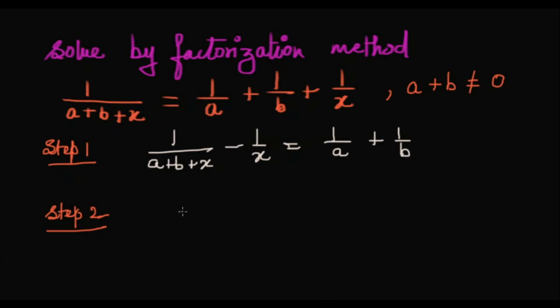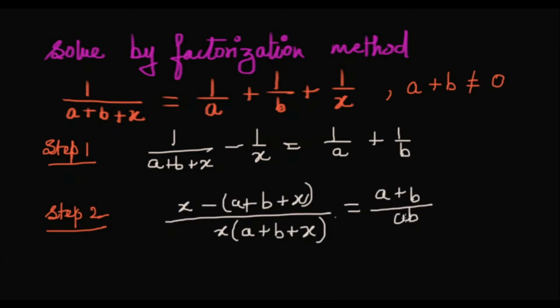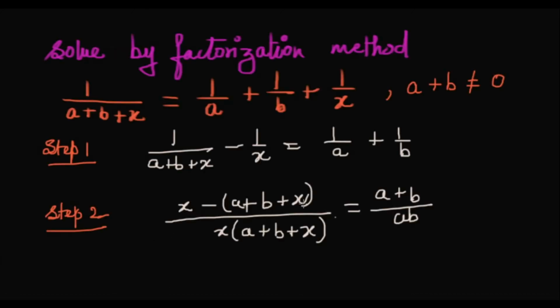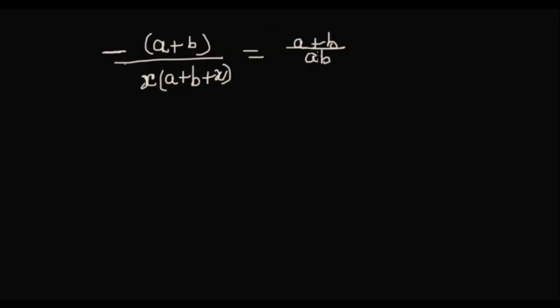Now taking LCM, and after taking LCM you must be getting this as your answer. So if we move further, we have to reduce it, and after reducing you can observe that x can be cancelled because of the opposite sign. Solving it, step 3, which you must be getting is this.